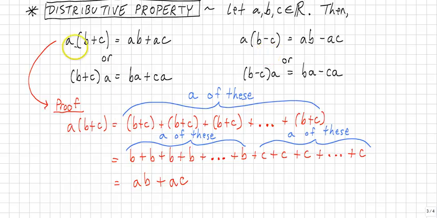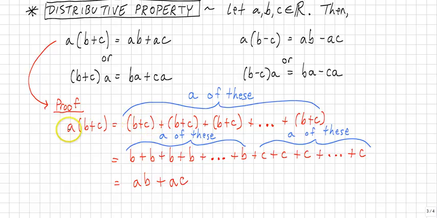So how do we know it's true that A times this quantity is AB plus AC? Well, let's look. If you've got A times the quantity B plus C, it's just multiplication. So we know how to multiply two things together.